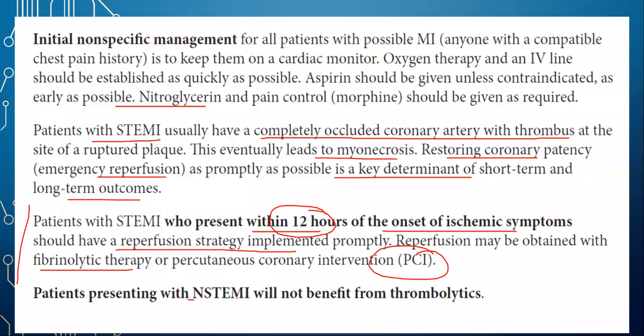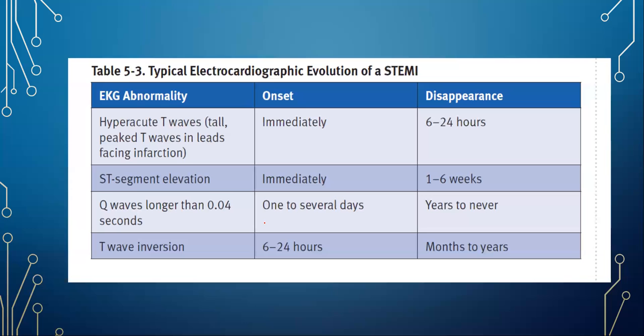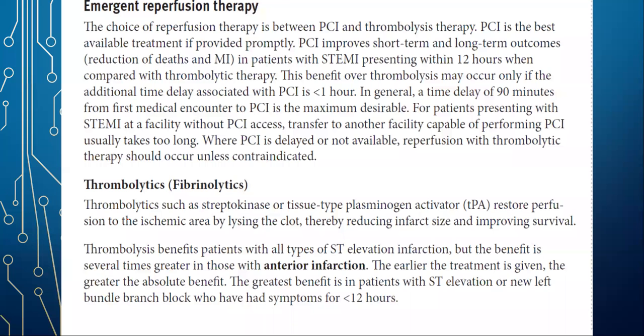And you can see patient presenting with non-ST elevated MI will not benefit from thrombolytics. So in a patient who has got ST elevated MI, this is how gradually the ECG changes happen. First you get hyperacute T wave immediately, and then you also get ST elevation. One to several days later, Q wave starts to be there, and also 6 to 24 hours, you can get T wave inversion. Remember this, because sometimes question asks what is the first thing that you get in an ST elevated MI patient?